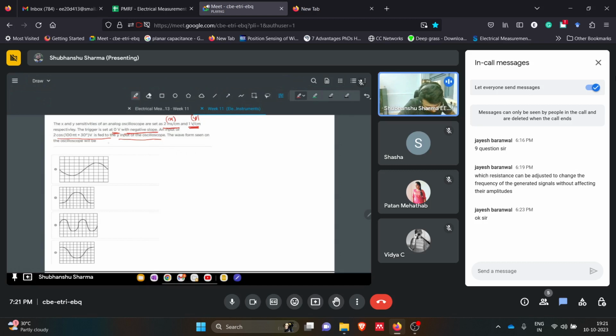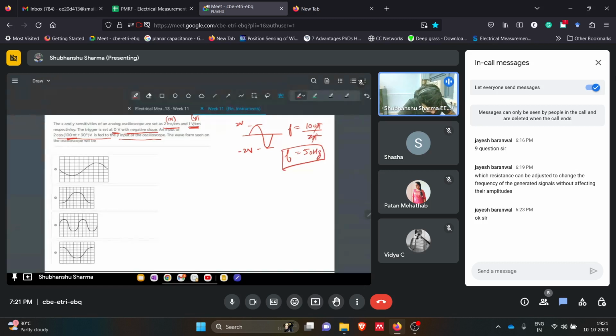The waveform seen on the oscilloscope will be, so we have a signal of 2 volts, minus 2 volts, and a frequency of 100 pi by 2 pi. So this is 100 pi t, so that is omega. Frequency will be 100 pi by 2 pi. It will be 50 hertz. Okay, so this is 50 hertz.